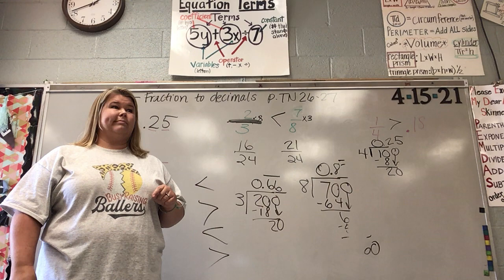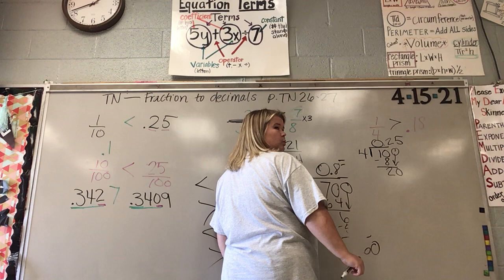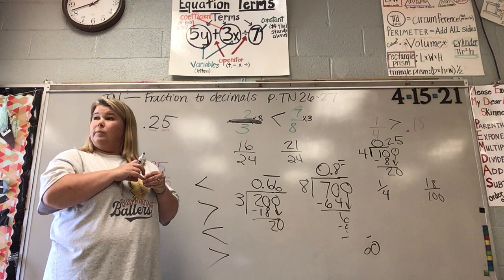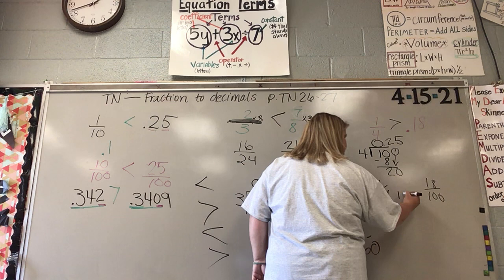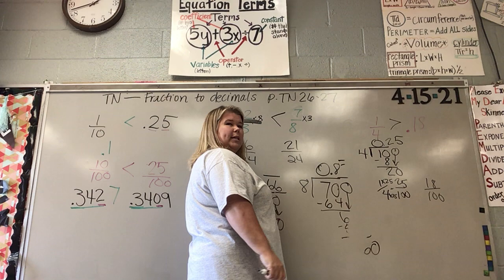What if we make both of them into fractions? What would this be as a fraction? 18 over 100. This is the way I did it. Now what have I got to do? Times it by 25. Oh, so I can get 4 into 100? I sure can by doing what? Times it by 25. So 1 times 25 is 25. Who's greater, 25 over 100 or 18 over 100?